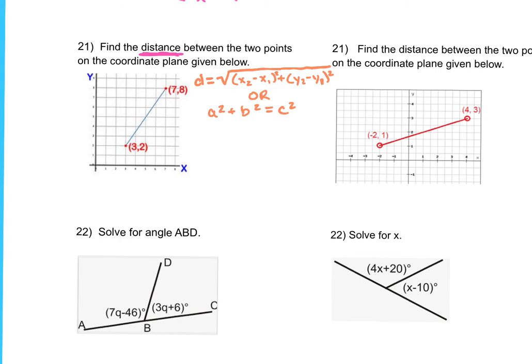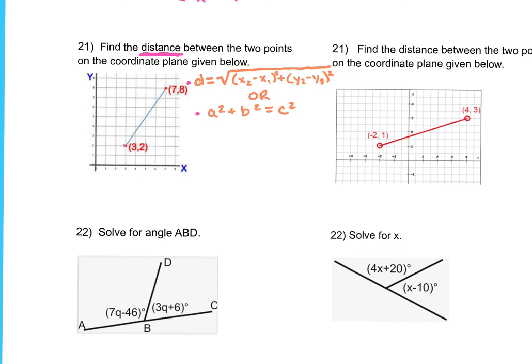All right, this next one wants us to find the distance between the 2 points. So we can find the distance either by using the distance formula, which is right here, or we can rise and run from the left point to the right point and make a right triangle and use the Pythagorean theorem. So I'm going to show you the Pythagorean theorem because I find it to be the easiest.